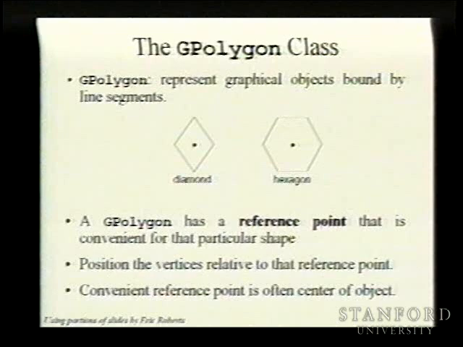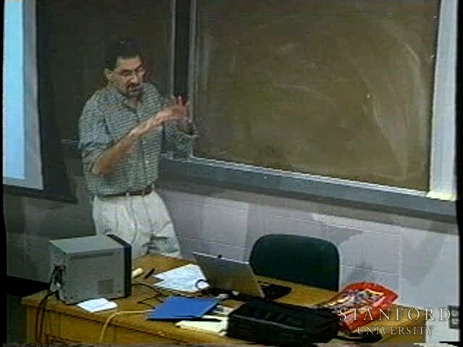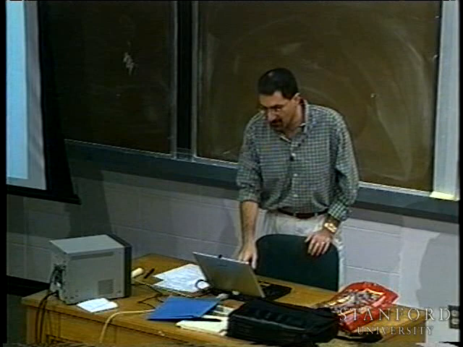You could actually have your reference point be the upper left corner of the bounding box or whatever you want. You just got to make sure that when you tell it what the vertices are, you lay them out in the right order. But oftentimes the center of the polygon, if it's a regular polygon, which means it's symmetric all around, then the center is often easiest. So I'll show you some examples of this, how you actually construct one of these GPolygon objects.